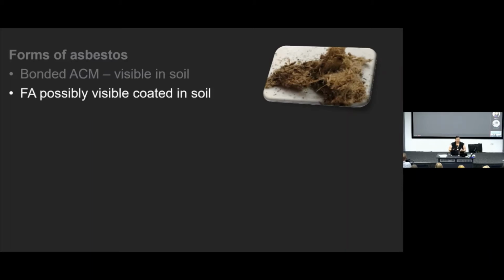You'll have fibrous asbestos, which is material that was originally friable or has become friable over time and is now present in soil, like your low density fibreboard.